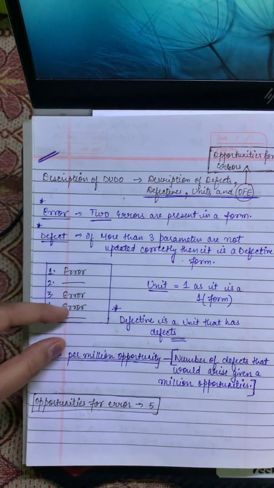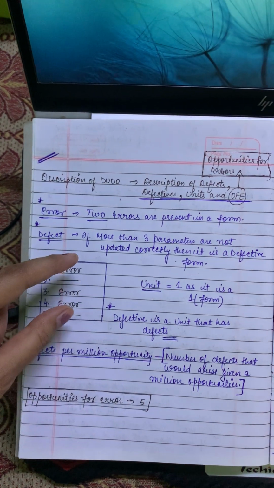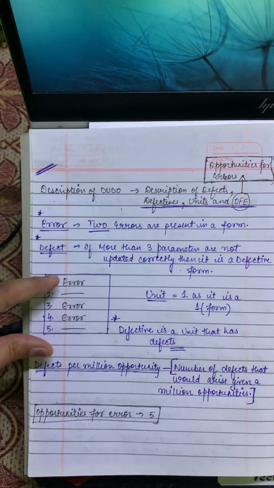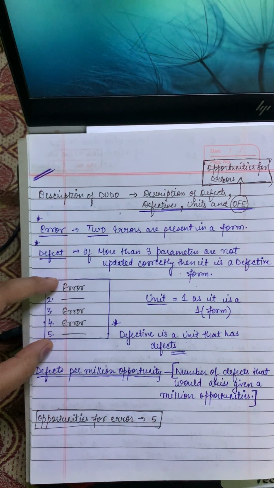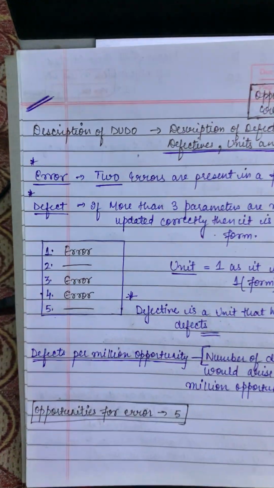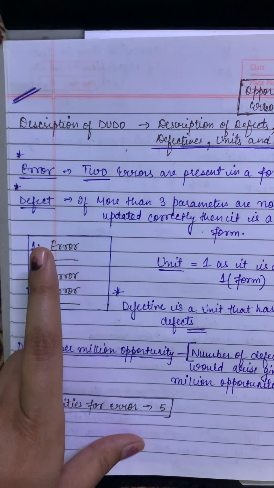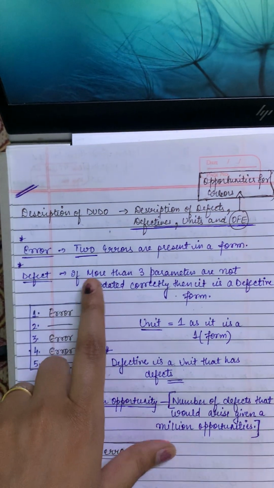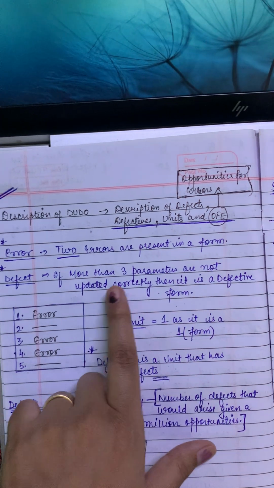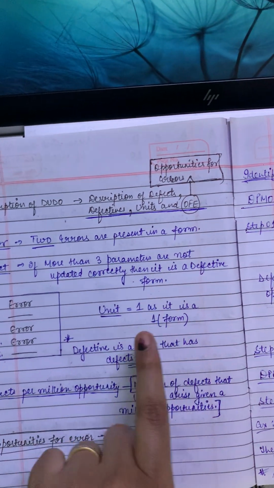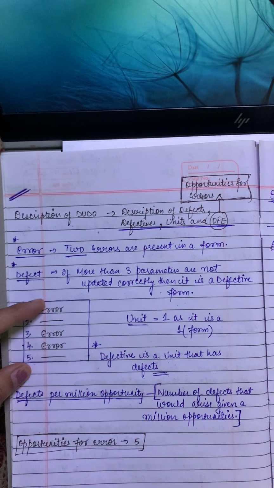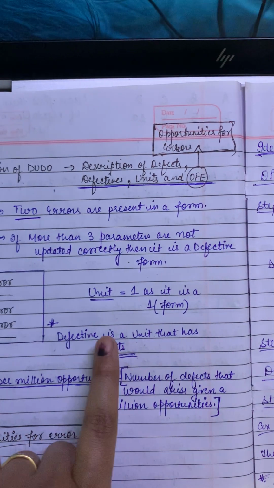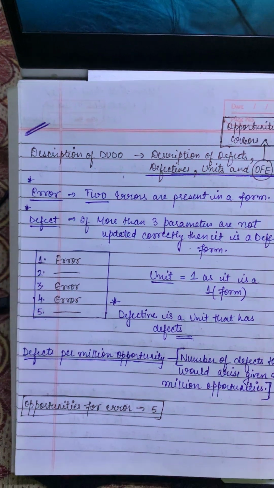And if more than 3 is there, the error in 1 unit is nothing but a form. One form is equal to 1 unit. So if it is more than 3, then it will be considered as a defected unit as a whole lot. So defect is nothing. If more than 3 parameters are not updated correctly, then it is a defective form. So unit is nothing but 1 form. Then defective is a unit that has defects.